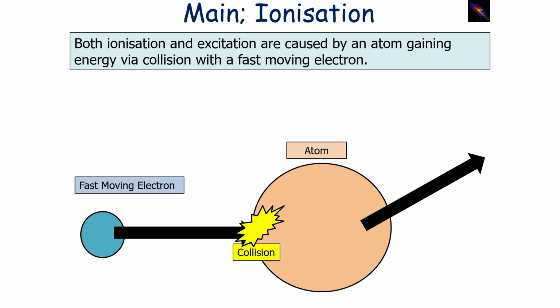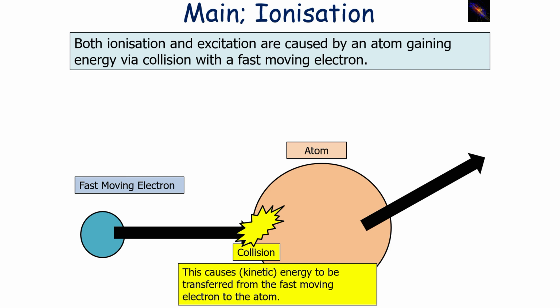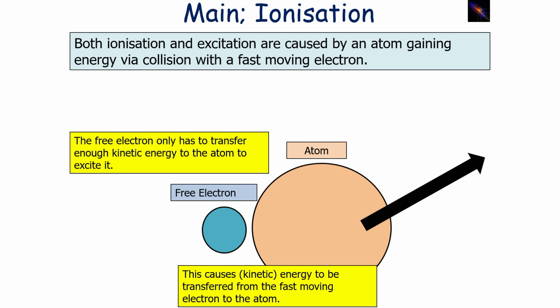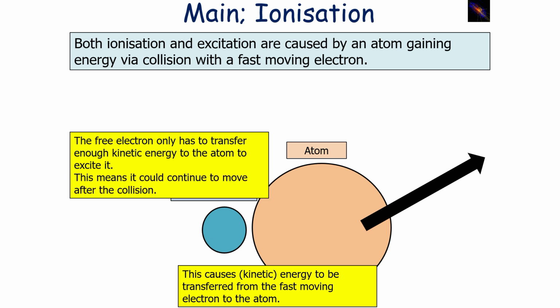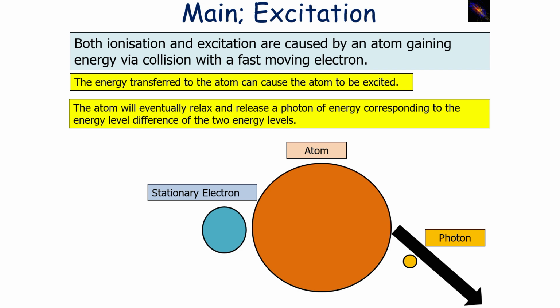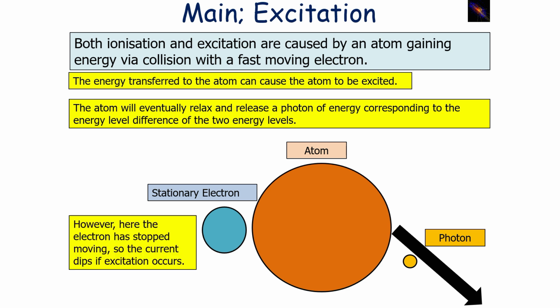Now, the fast moving electron is moving in an electrical current. Now, this causes kinetic energy to be transferred from that fast moving electron to the actual atom. Now, the electron can transfer all of its kinetic energy and stop moving, or it could in fact just slow down. Now, the free electron only has to transfer enough kinetic energy in the atom to excite it. This means it could continue to move after its collision. Now, the energy transfer to the atom can also cause this excitation process. So what then happens is the atom will eventually relax and release a photon of energy corresponding to the energy level differences of the two levels. However, the electron here has stopped moving or has at least slowed down, so the current dips if excitation occurs.